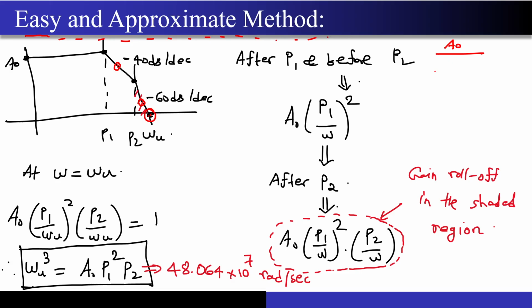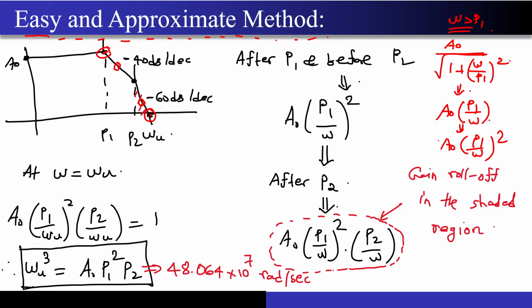If I ignore other poles, it will be a0 upon 1 plus omega by P1, the whole square, correct? Now if my omega is much higher than P1, I can simply write this expression as a0 into P1 by omega. Now if there are two poles occurring at the same location P1, this will change to a0 into P1 by omega, the whole square, correct? Now this is only valid between P1 and P2, when omega is lying below P2 and it is much greater than P1, correct? This is the case when this expression holds true.